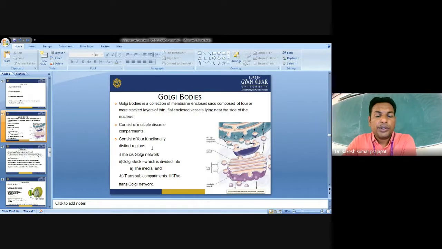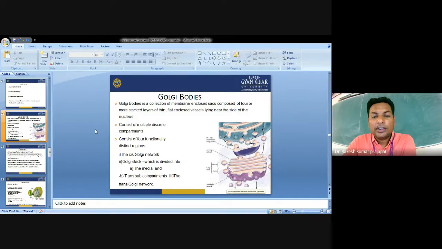Next is Golgi bodies. Golgi body is a collection of membrane-enclosed sacs composed of four or more stacked layers of thin, flat enclosed vesicles lying near the side of the nucleus. They are present near the nucleus because they exchange material between the nucleus, endoplasmic reticulum and Golgi body, and consist of multiple discrete compartments. These compartments perform different functions.